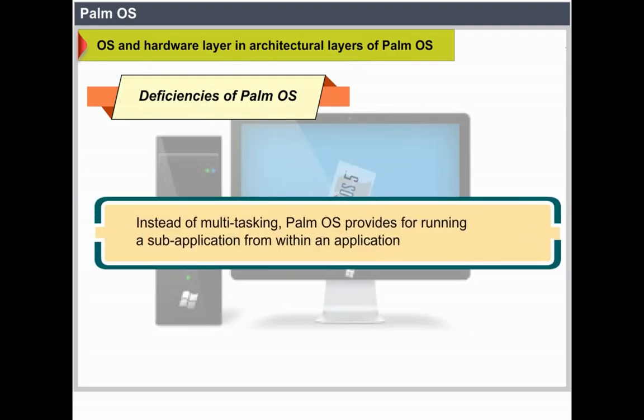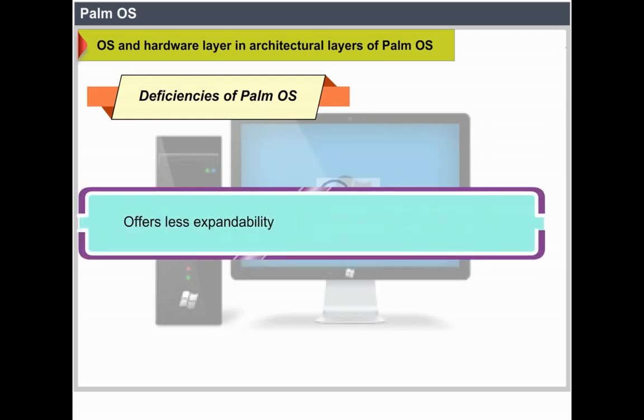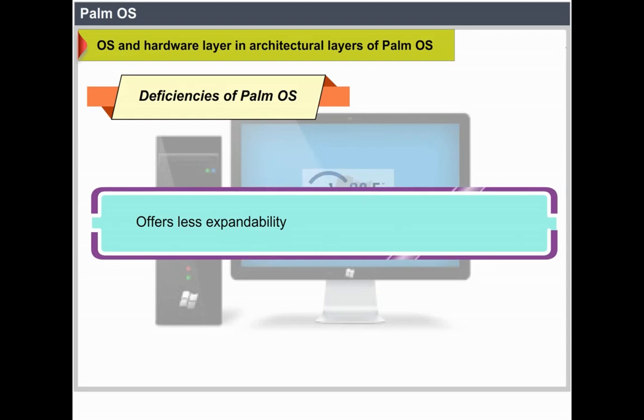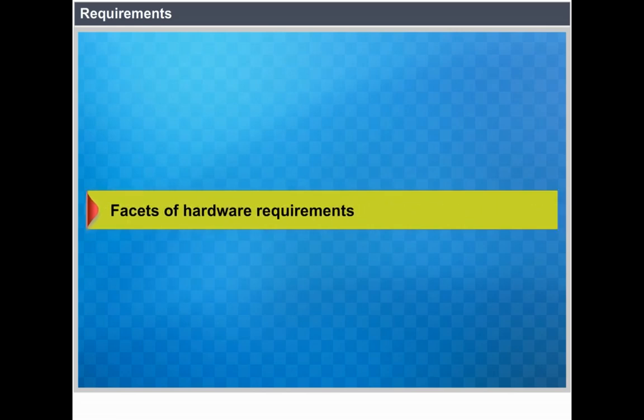Palm OS deficiencies. Instead of multitasking, Palm OS provides for running a sub-application from within an application. Not an ideal platform for running multimedia applications, because Palm OS is not for designing real-time systems and does not offer much expandability. Inability to adapt to different sorts of hardware may also be considered a limitation for this operating system.